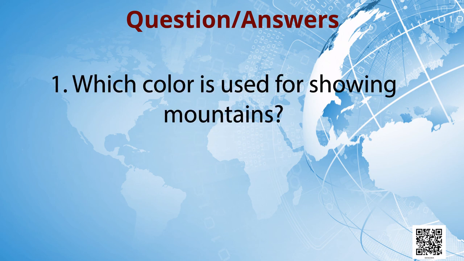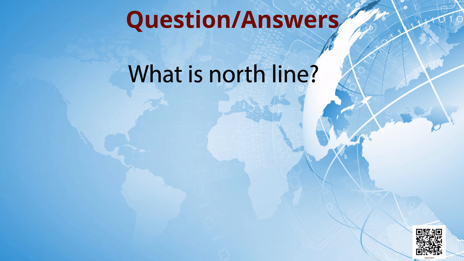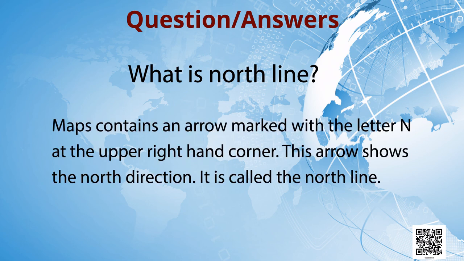So students, now we will discuss our question answers. Students, which color is used for showing mountains? Answer is brown. Students, what is north line? Answer, maps contain an arrow marked with the letter N at the upper right hand corner. This arrow shows the north direction. It is called the north line.